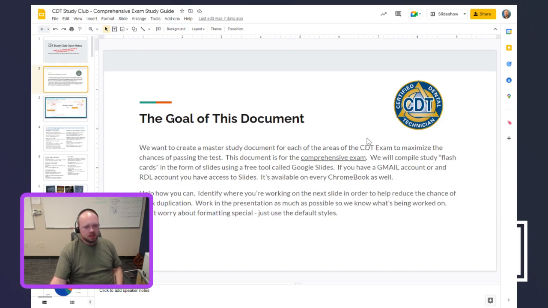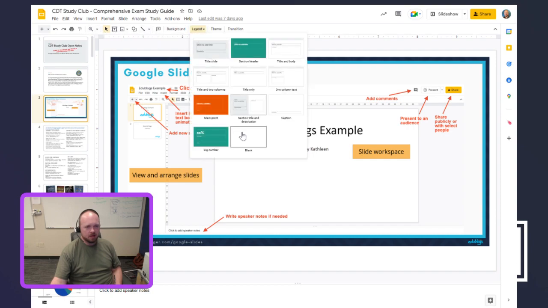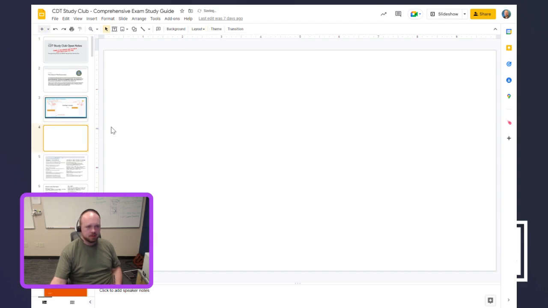Also, if you're just now using Google Slides for the first time, there's a few things you need to know. First of all, if you want to create a slide, you can just hit this plus sign. It's going to create whatever you are here. So for example, let's take this slide. Here's our layout right here. This is a blank slide. So if I hit a plus sign right now, we're going to get another blank slide. So here's another blank slide.